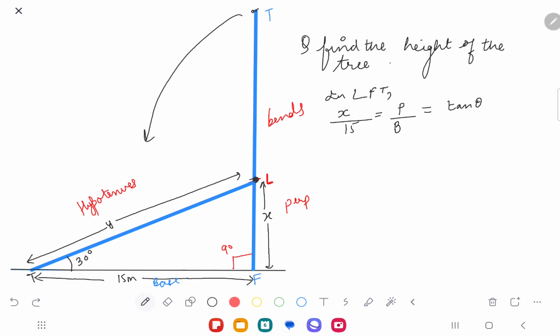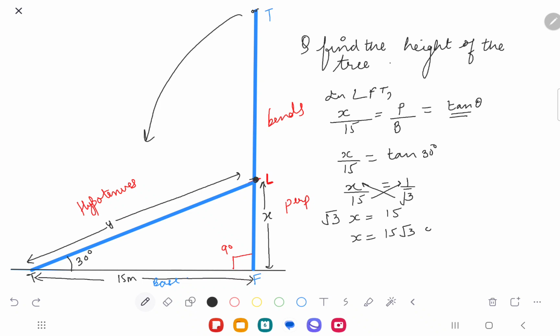And because of that, I'm going to say x over 15. So what is x? X is definitely the perpendicular, 15 is the base, and this ratio is called tan theta. So I will say x over 15 shall be tan 30 degrees. Tan 30 degrees is 1 over root 3. So crisscross, root 3 x shall be 15. So x shall be 15 over root 3 meters. So this much height would be 15 over root 3 meters.